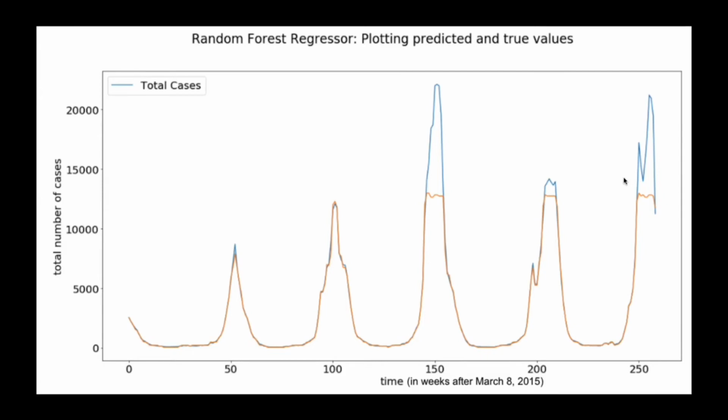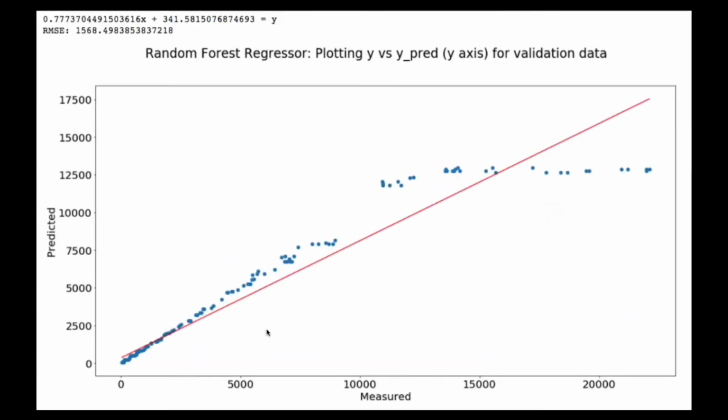So I initially thought that this new model would not cap off at a max value. However, it did, and it capped off at a lower value than the decision tree regressor did, at around 12,500, which made it more inaccurate, and it ultimately had an RMSE of 1568. The slope of the actual value versus predicted graph is also worse, and it's 0.77.